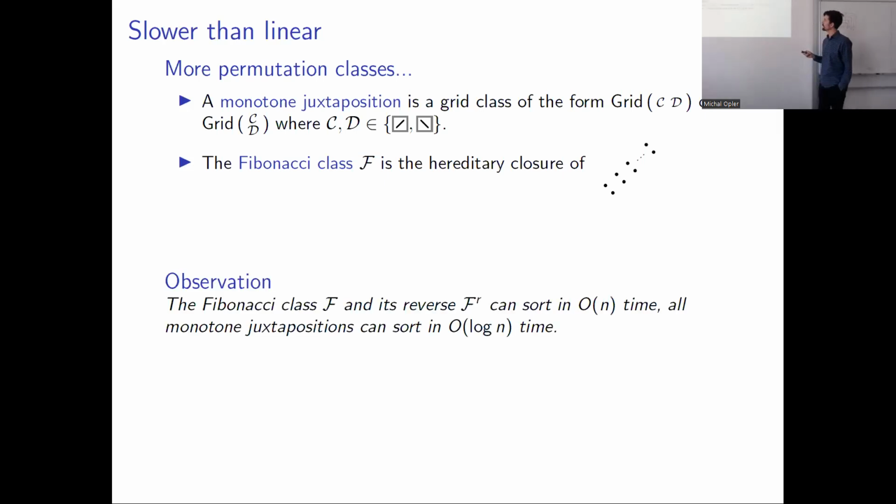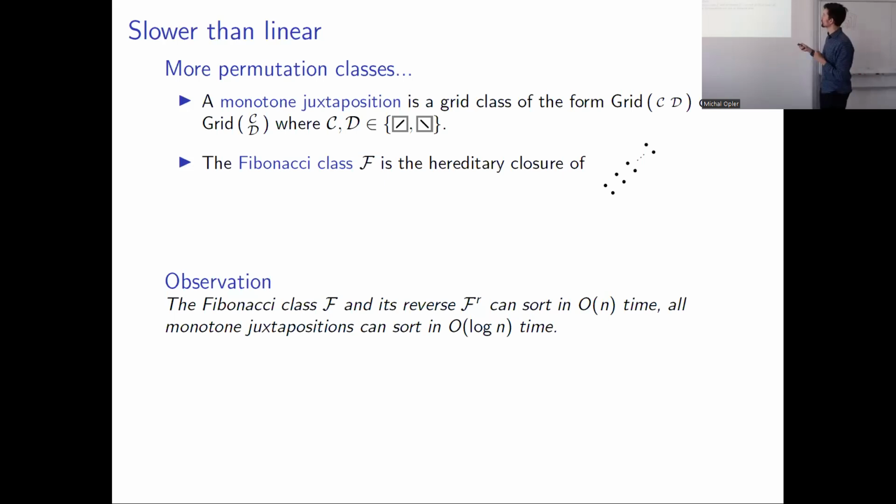And the observation is that both this Fibonacci class and these monotone juxtapositions can sort in at worst linear time. For the Fibonacci class, you have these parallel adjacent transpositions, so you can start a bubble sort, and then after 2 steps start the second iteration of the bubbling. Think about it: because you can do arbitrarily many adjacent transpositions in parallel, that allows you to sort anything in linear time.